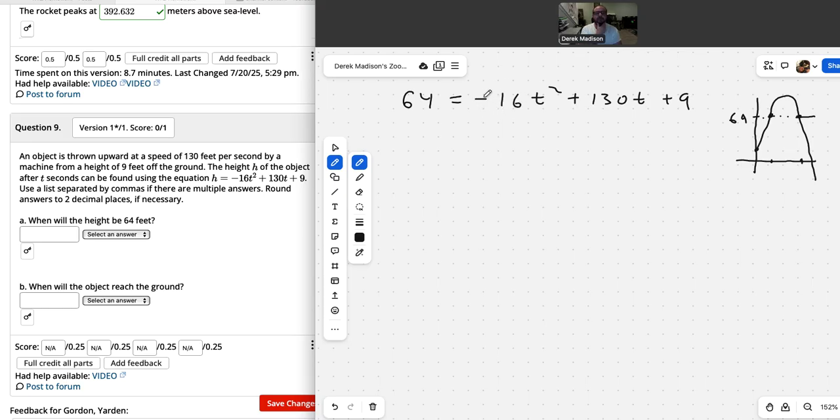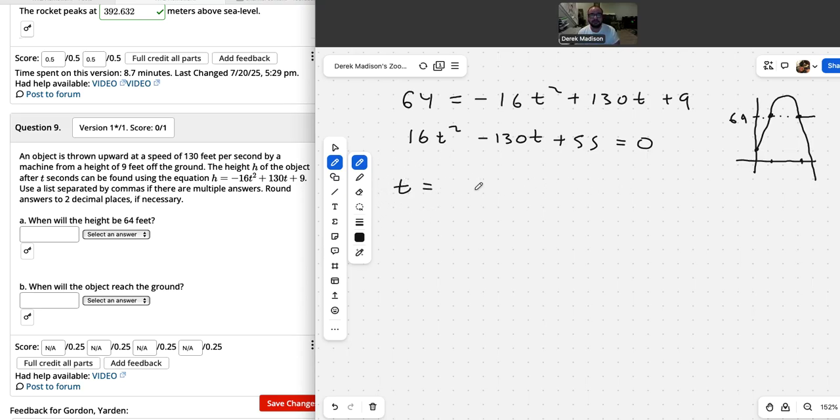I do hate a negative leading term, so I'm going to bring everything to this side and rewrite this as 16t squared minus 130t, and then I'm subtracting the 9 over, so minus 55 equals 0. Don't think that factors. That looks pretty ugly. And so from there we would do quadratic formula.